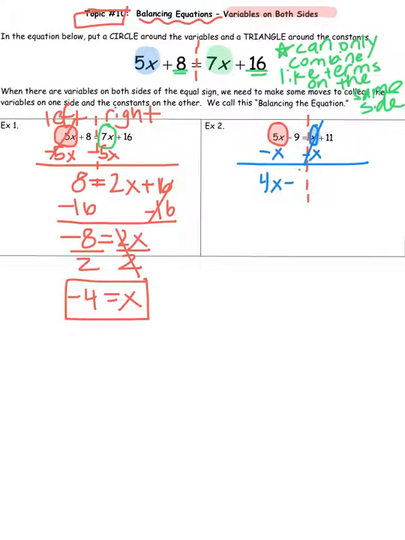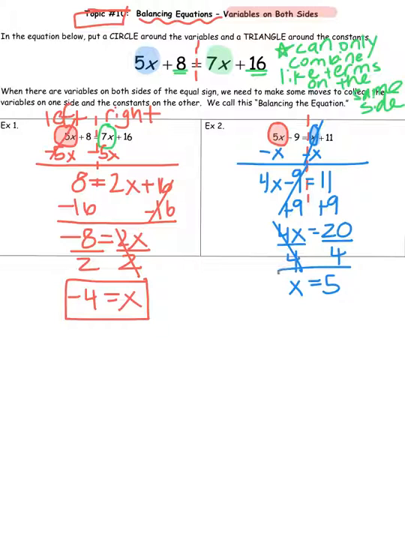Bring down my minus 9 and my equal sign, and then my x is canceled, so I just have a positive 11. And now we can solve this just like last unit by adding 9 to both sides. These cancel. I get 4x equals 11 plus 9 is 20. Divide by 4 and divide by 4. And I get x equals 20 divided by 4, which is 5.